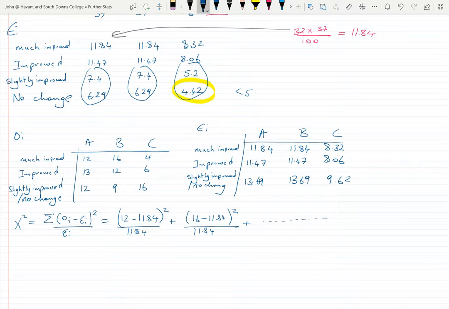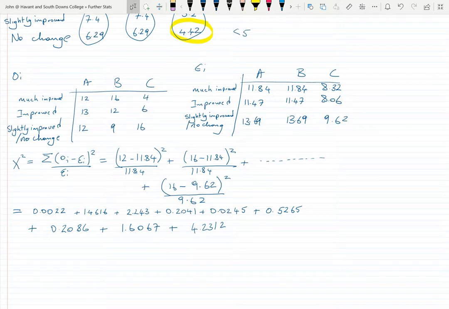And let's just write the last one down, which would be 9.62 take away 16, or 16 take away 9.62, let's be consistent. It wouldn't matter because we're squaring it anyway, but to be consistent, that's 16 take away 9.62, squared, divided by 9.62. So we've got 9 cells to complete. Let's write down the 9 values. Okay, so you might want to check that you've got the same numbers as those and how you got the numbers, and those add up to our test statistic, 10.51.